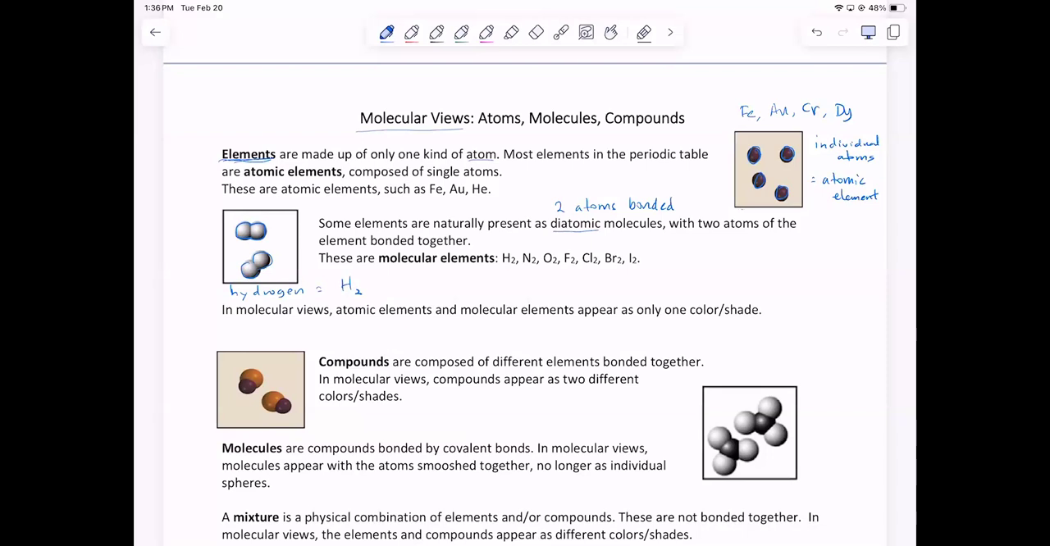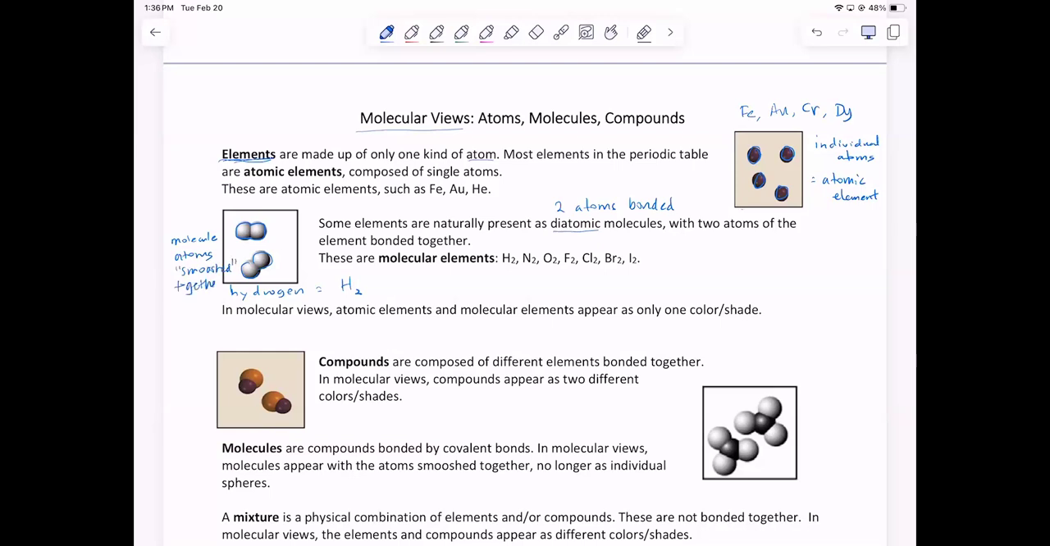So this is called a molecule, when you have two atoms bonded and the bond is such that those individual atoms no longer have their boundaries, they're no longer individual spheres. So these atoms are smushed together is what I call the view.